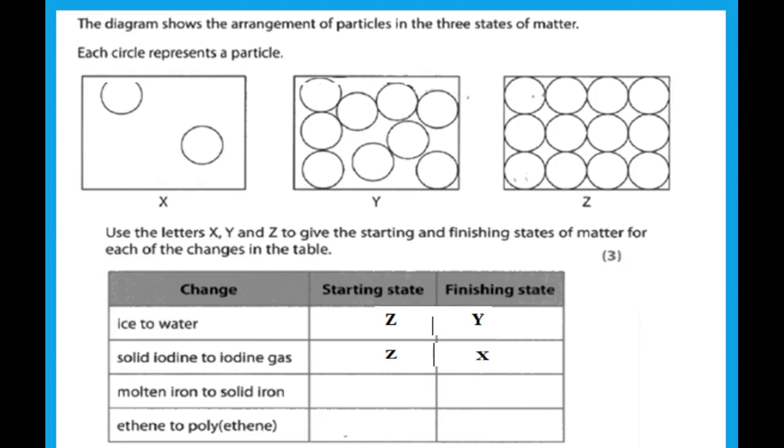The word molten means liquid. Molten iron means that they have heated the iron until it has become a liquid. So we're changing from liquid to solid. Liquid to solid, that is Y to Z. Now, if I have ethene to polyethene, we haven't done organic yet, but ethene is a gas and polyethene is a polymer, and that is a solid. Polymers are what we call plastics. So we're changing from gas to solid, that is X to Z. Do we understand that?